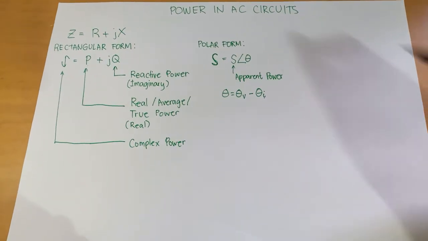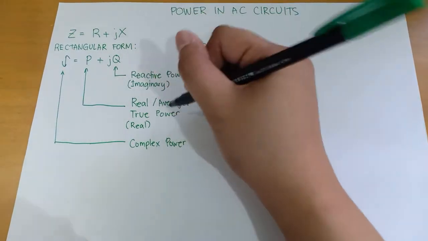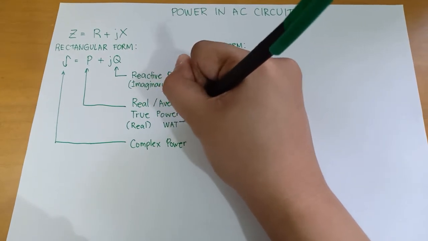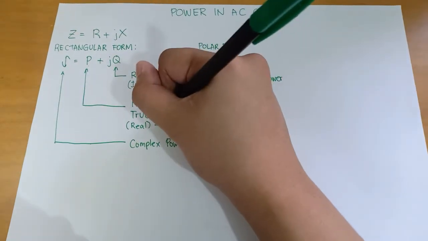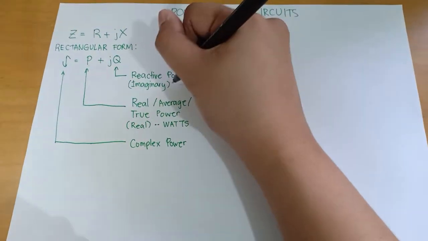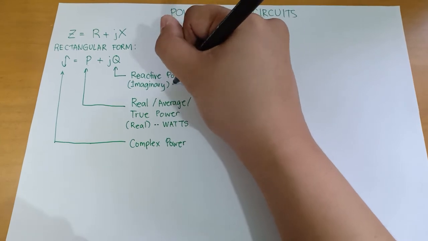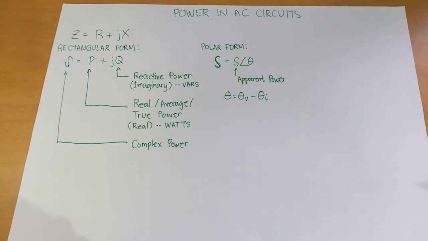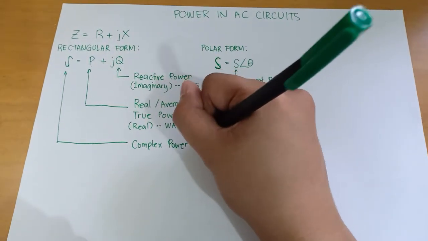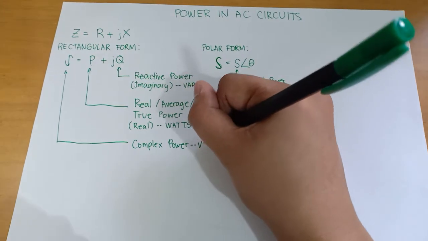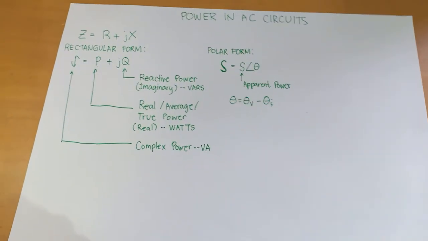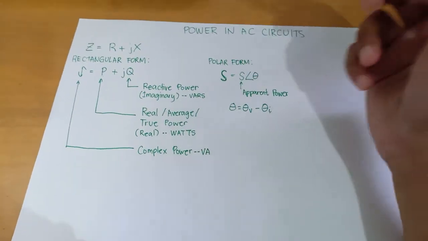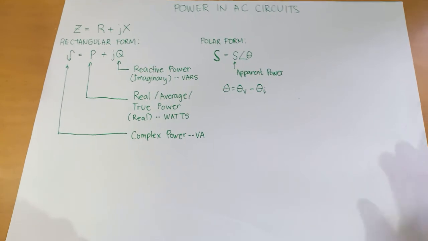So, ano-ano yung mga units nila? So, when you say real power, ito yung totoong power na nadi-dissipate, ito yung naka-watts. Okay? Next, yung reactive power, ang unit niya ay vars. Ang complex power naman is VA, volt ampere. So, ito yung mga units ng ating mga power sa AC circuits. Okay?